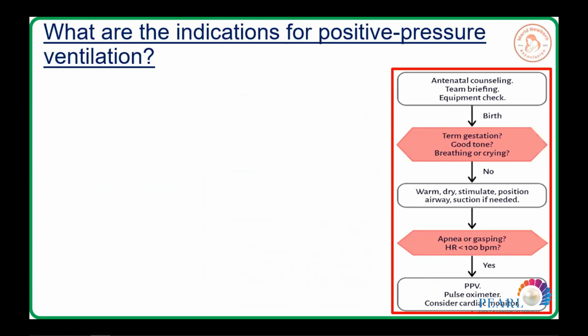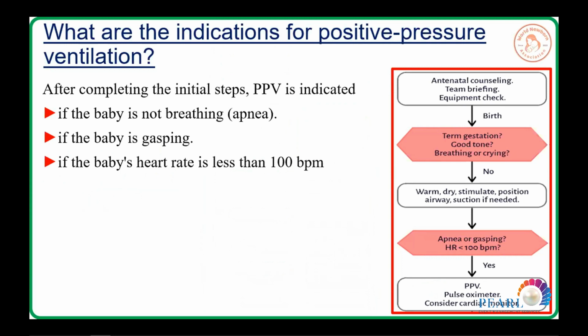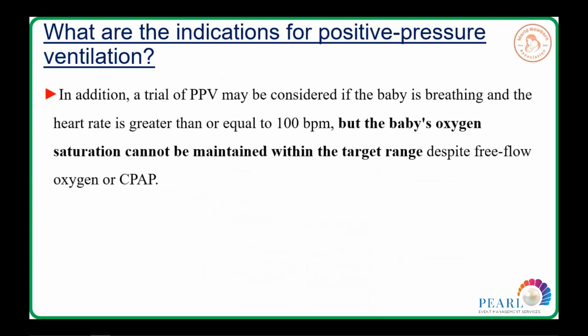What are the indications? After completing the initial steps, PPV is indicated if the baby is not breathing, apnea, or if the baby is gasping, or if the baby's heart rate is less than 100 beats per minute. When indicated, PPV should be started within 1 minute. In addition, a trial of PPV may be considered if the baby is breathing and the heart rate is greater than 100 beats per minute, but the baby's oxygen saturation is not maintained within the target parameter, despite the free flow of oxygen or CPAP.